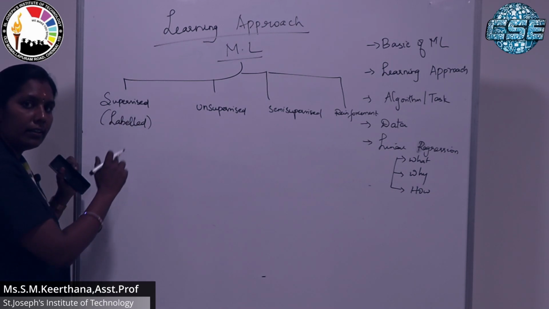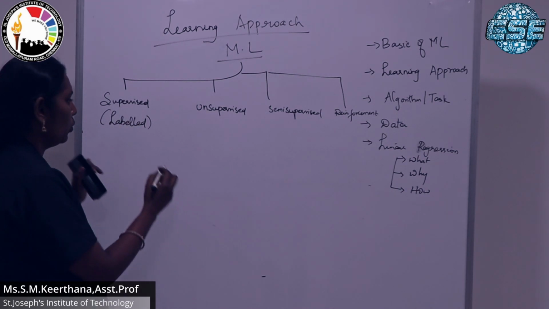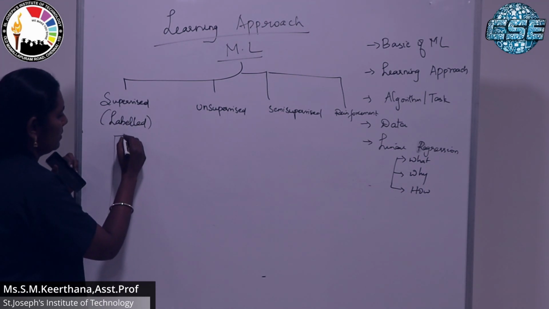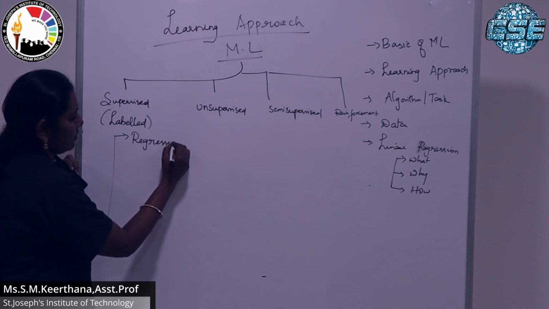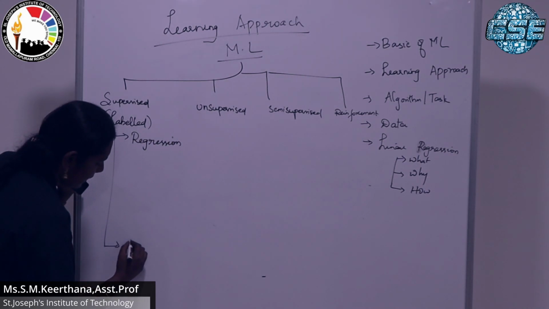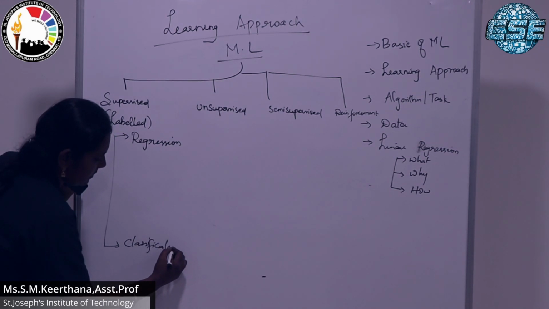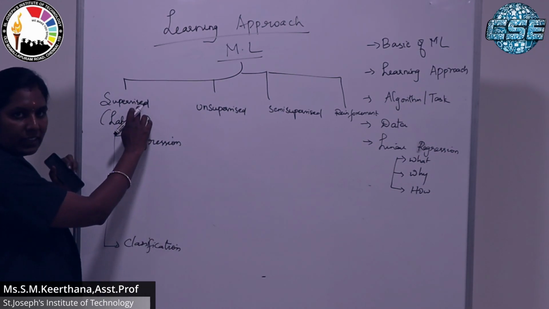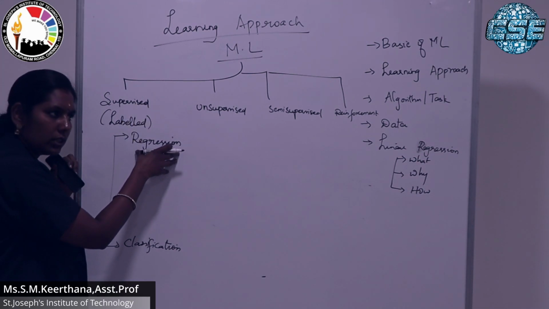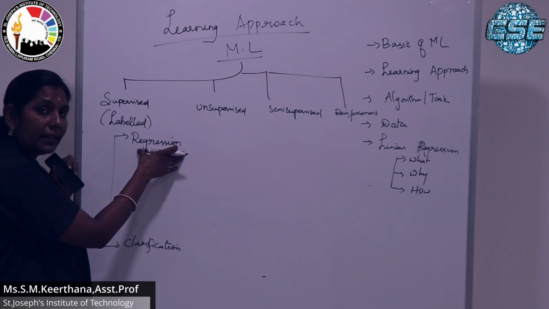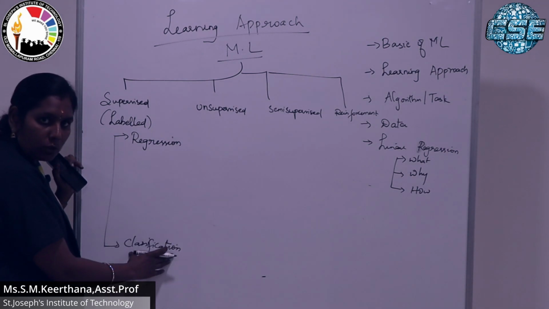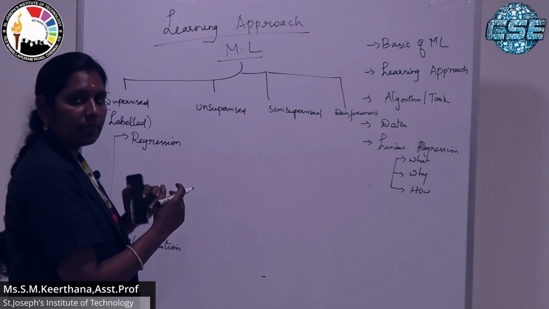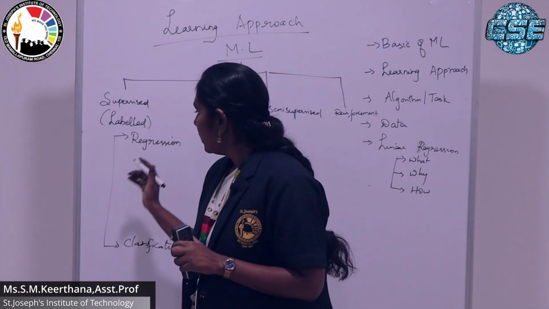In supervised learning, we have two types of tasks. One is regression and another one is classification. These are the tasks available in this specific learning approach. In regression we have many algorithms to complete the regression task. Similarly, to complete the classification task we have many algorithms.